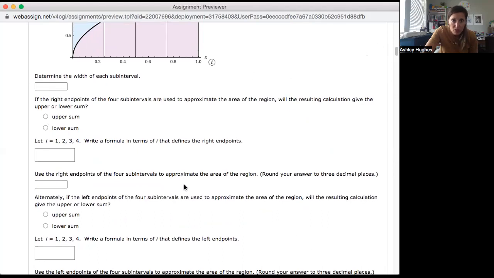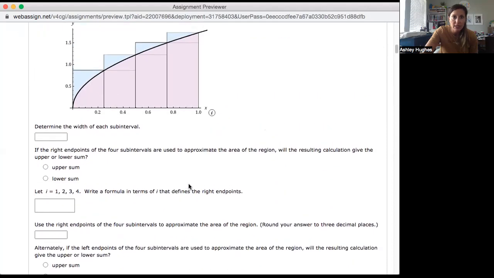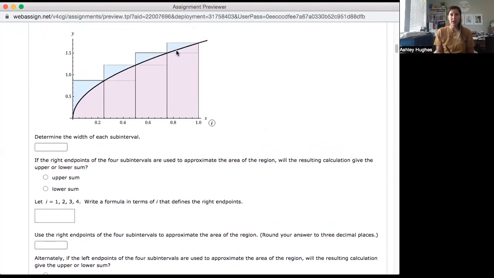Use the right endpoints and four rectangles to approximate the area of the given region. Okay, so that's basically what I was just doing. Now, if I didn't have to write it in terms of sigma, I would not. I know it goes from 0 to 1, and we're counting by a fourth. Oops, this is a 1/2. Oh my goodness, 1/4: 0, 1/4, 1/2, 3/4, 1.